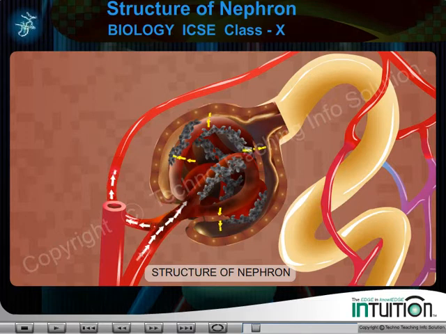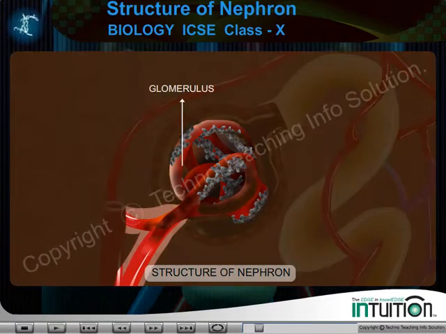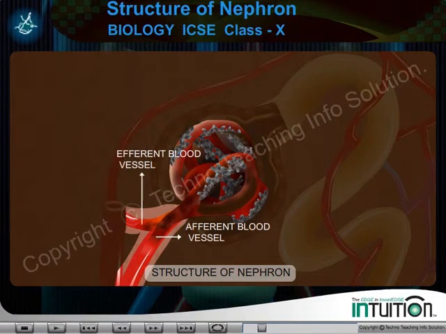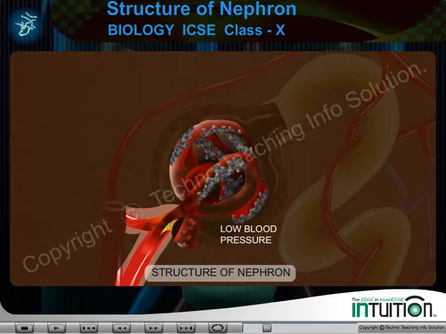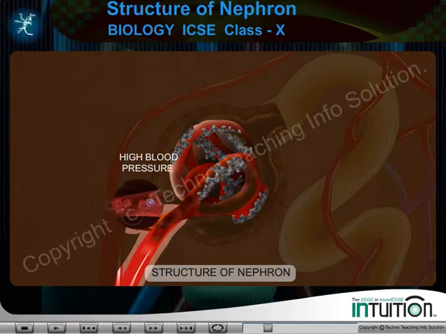The renal corpuscle of each kidney nephron consists of two portions. 1. Glomerulus. The network of small blood vessels which is located between the afferent and efferent blood vessels. The efferent arteriole has smaller diameter than afferent arteriole. It is helpful to increase the blood pressure in the glomerulus.